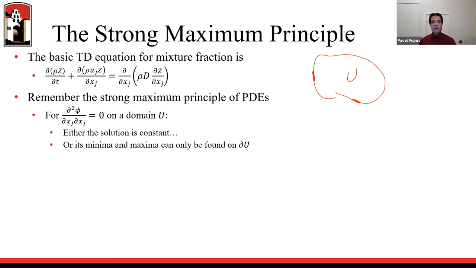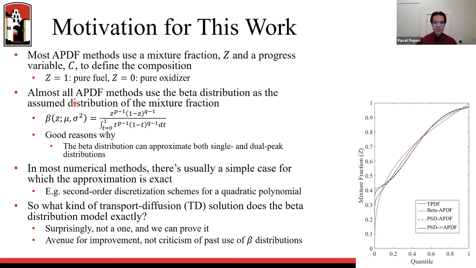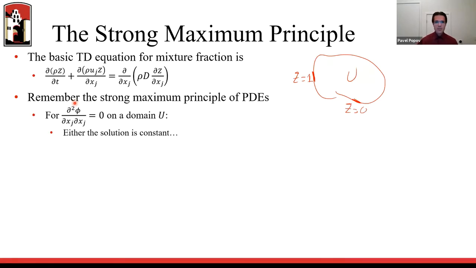So what is the implication of this for turbulent combustion? Well, in turbulent combustion, our domain will be the computational domain, and we'll have one boundary condition where we have the fuel inlet where Z is equal to one, and one boundary condition where we have the oxidizer inlet with Z equal to zero. And then the strong maximum principle tells us that Z cannot be either zero or one on the interior of this domain.